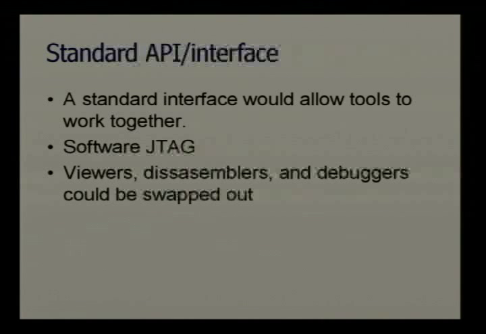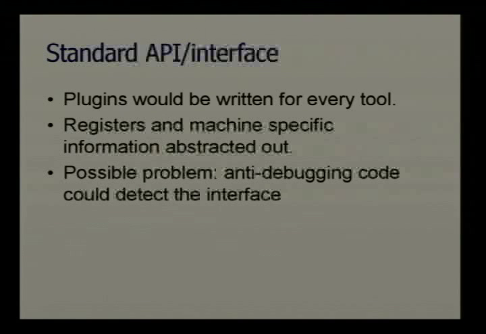JTAG was developed by hardware people because they needed a standard interface. You want one interface that everyone can comply with, and your debugger will work on all these different platforms. So this is what I'd really like to see: some way that viewers, disassemblers, debuggers, what have you, could be swapped out. They're interchangeable. So what has to happen? A plugin has to be written for every tool that complies with this interface. Register and machine-specific information can be abstracted out. It doesn't matter if it's ARM, x86, SPARC, what have you. That would all be contained.